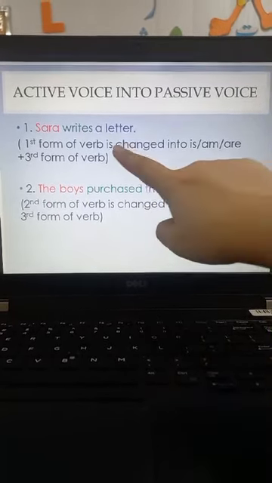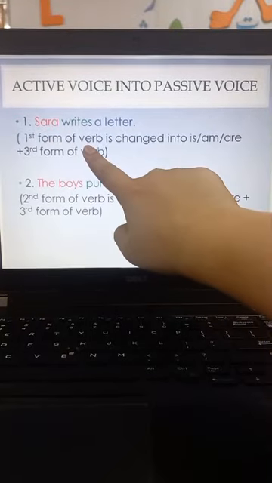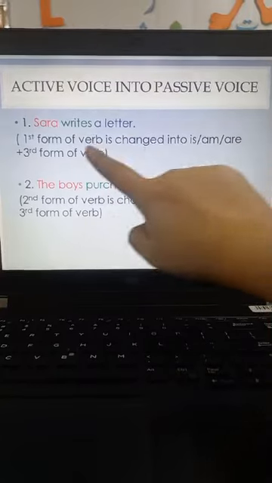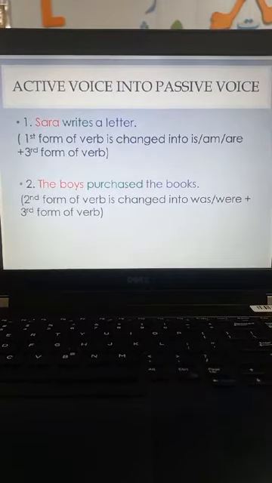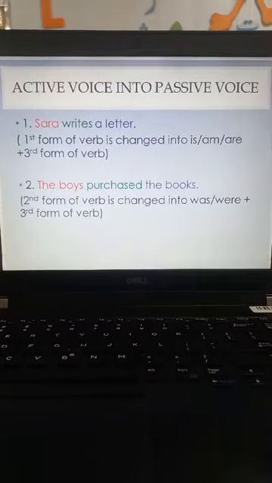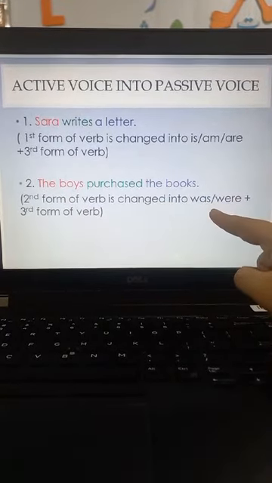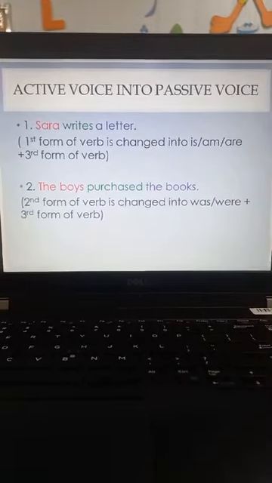So whenever we have a present tense, where first form of verb is used, then we have to change it into is, am, are, and we have to use third form of verb in passive voice. Similarly, if the active voice had second form of verb, then second form of verb is changed into was, were plus third form of verb.